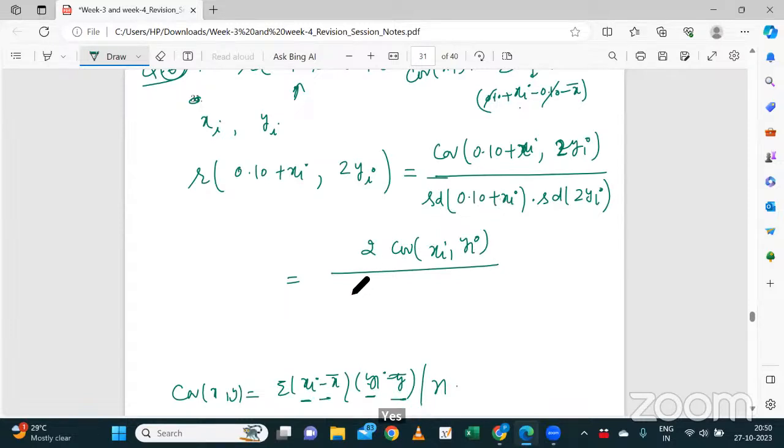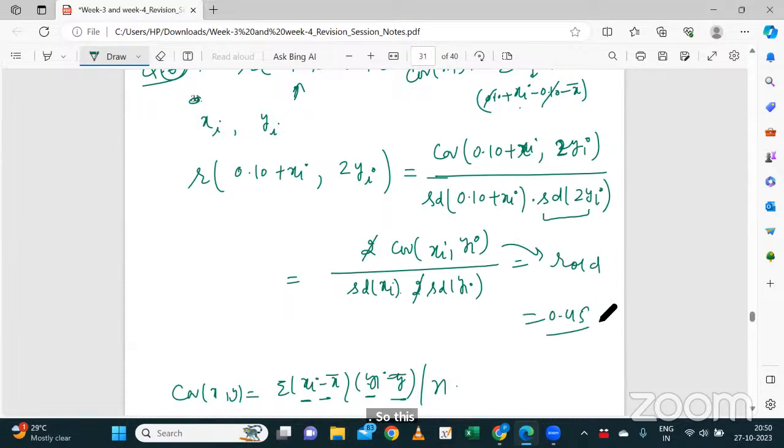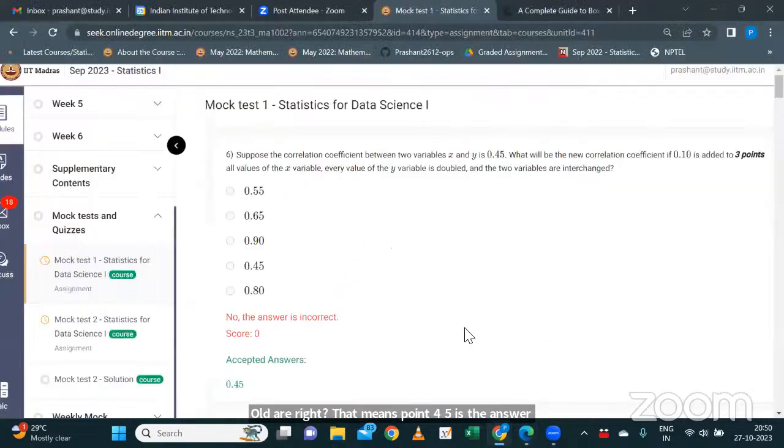There will not be any effect by adding a constant. It will be the same as the old one. And what about this? 2 will be outside, right? So if you see, 2 will get cancelled out. So this is the same as the old one. That means 0.45 is the answer. Got it? So 0.45 is the answer.